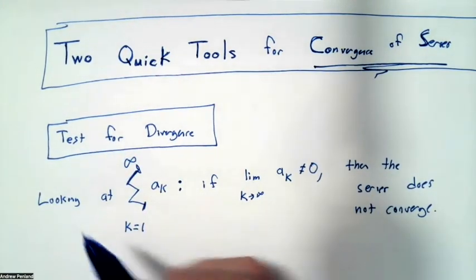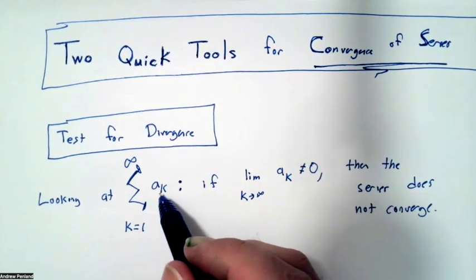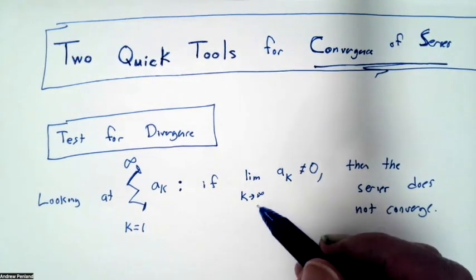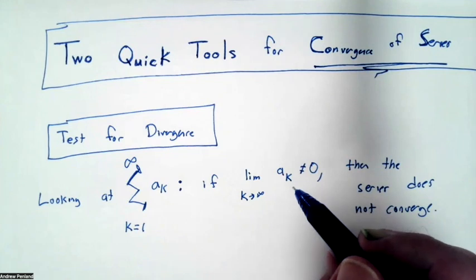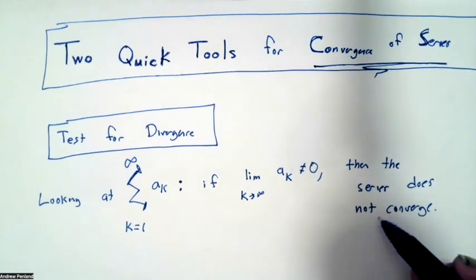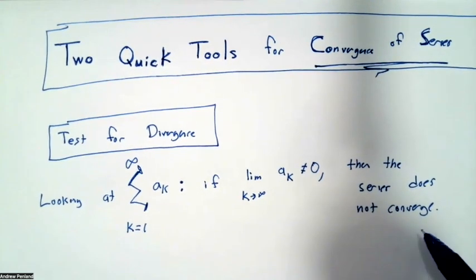It says if you're looking at an infinite series where you're adding up a bunch of terms, if the limit of each individual term that you're adding up is not zero, then there's no way that series can converge. And that's also called divergence.